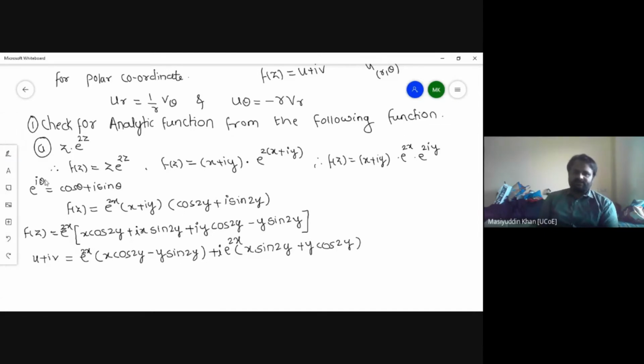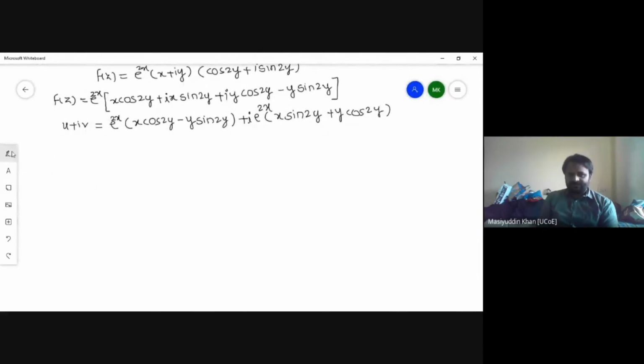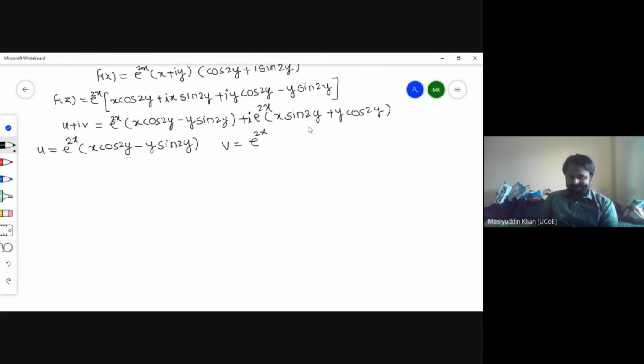Now we just have to separate this part into real and imaginary. So my real part u will become e raised to 2x times x cos of 2y minus y into sine of 2y, and v is equal to e raised to 2x times x sine of 2y plus y into cos of 2y.